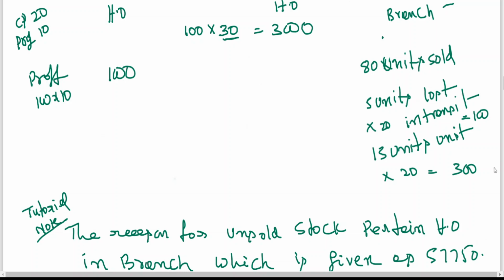Now this 100 rupees and 300 rupees, from where did you get it? From out of 100 units sold, no? That means the branch has sold 80 units. But the head office has assumed that they have sold 100 units. Head office has assumed that the entire 100 units have been sold. But actually how many units sold? 80. That means you have unrealized profit on 20 units.